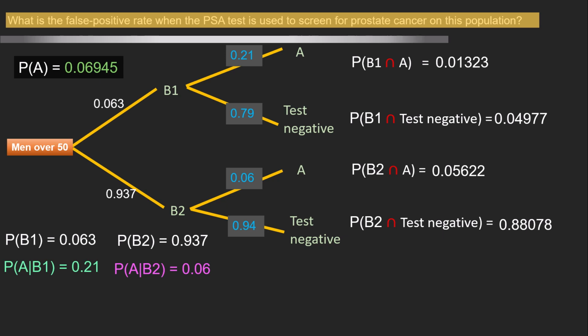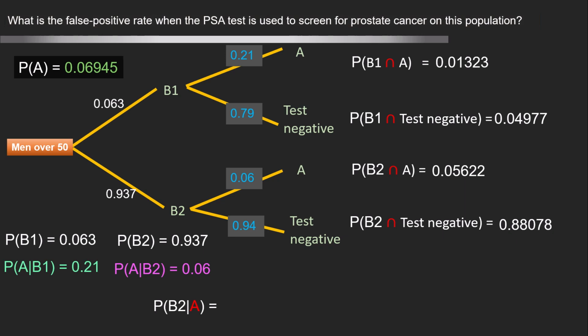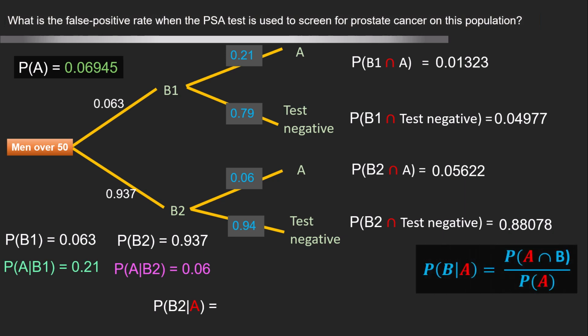What is the false positive rate when the PSA test is used to screen for prostate cancer on this population? That means no cancer but test is positive. So probability of B2 given A. Then how do we find this? We know the conditional probability formula. For this case, we can write probability of A intersection B2 divided by probability of A.